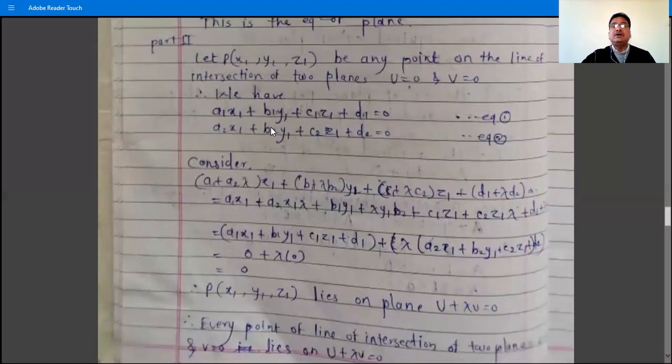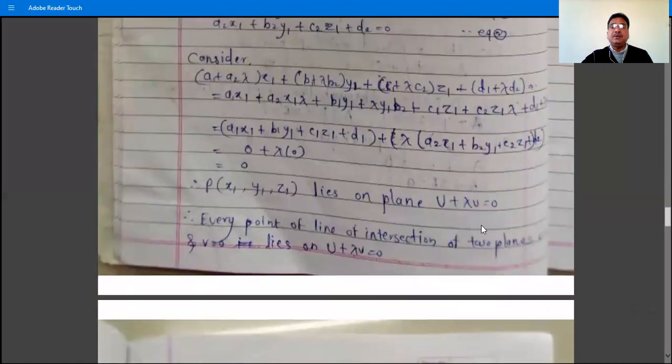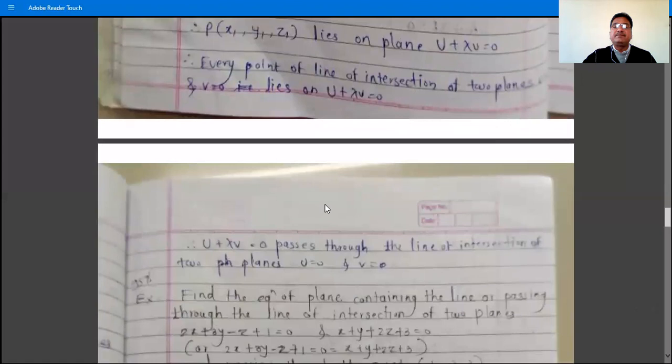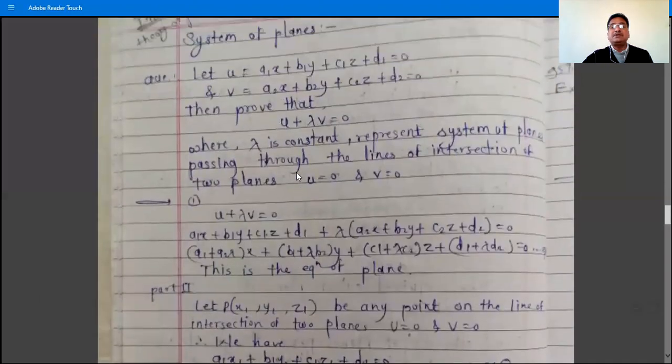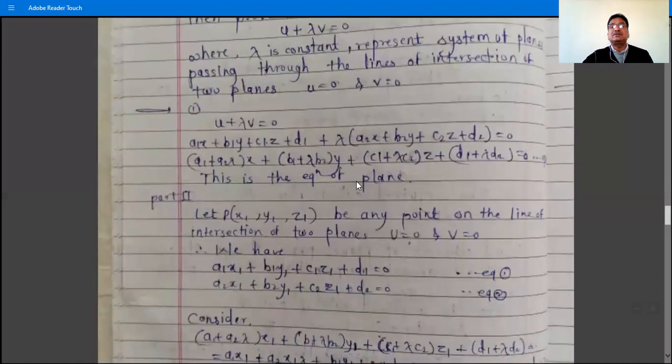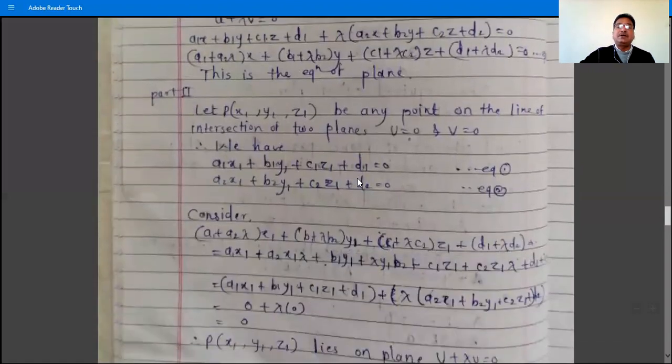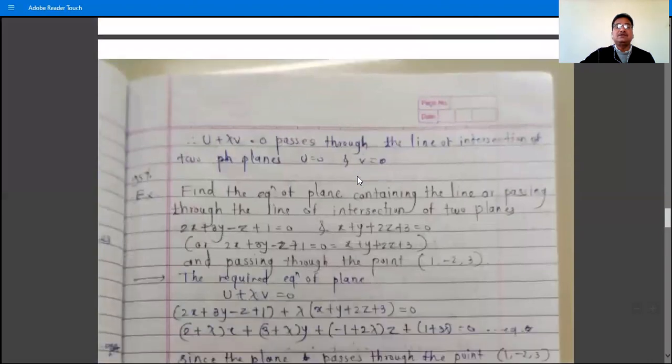So how can we show this second part? Take P(x1, y1, z1) as any point on the line of intersection of these two planes, and as this point lies on the plane U + lambda V = 0, we say every point of the line of intersection lies on the plane U + lambda V = 0. That's why U + lambda V = 0 passes through the line of intersection of these two planes, and so we say that U + lambda V is the system of planes passing through the line of intersection of the two planes U = 0 and V = 0.